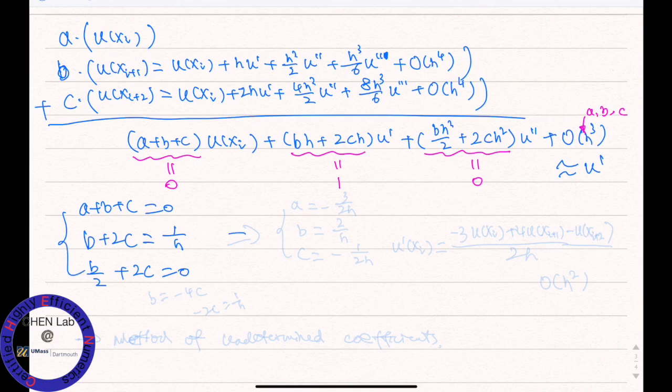This we can easily solve. So B is negative 4C. You put that into the second equation, which becomes negative 2C is 1 over h. So C is negative 1 over 2h. B is negative 4 times that, so that's 2 over h. And A plus B plus C must be 0. So B plus C is 3 over 2h, so A is negative 3 over 2h.